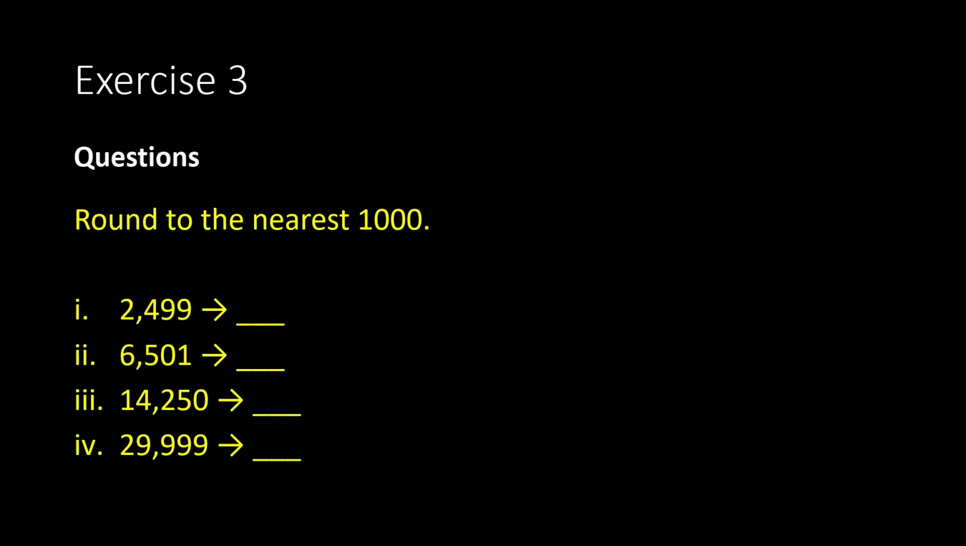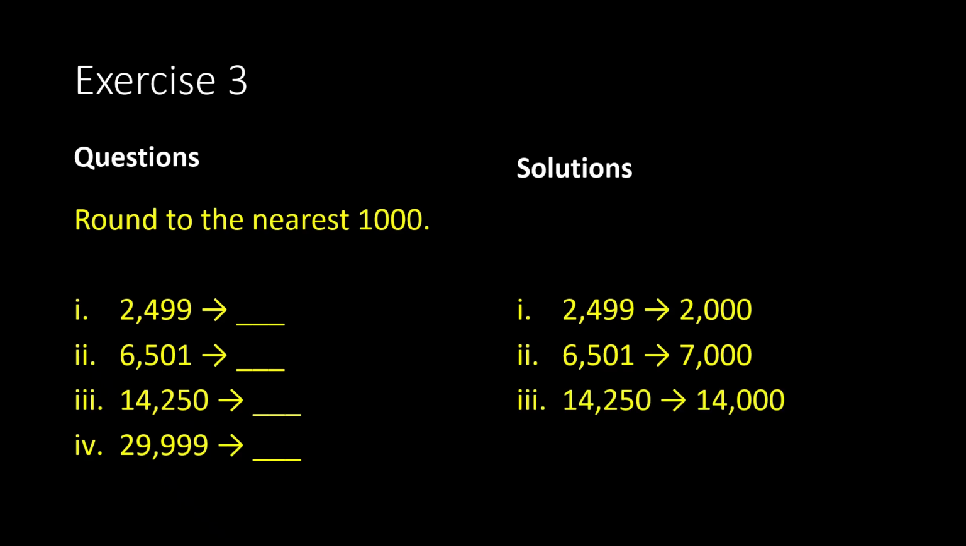Now pause the slideshow and have a go at these exercises. Round each number to the nearest 1000. Again, the solutions will be released one at a time, so you can check your answers as you go along. Pause the slideshow whenever you need to. When rounding to the nearest 1000, the hundreds digit is the deciding digit.